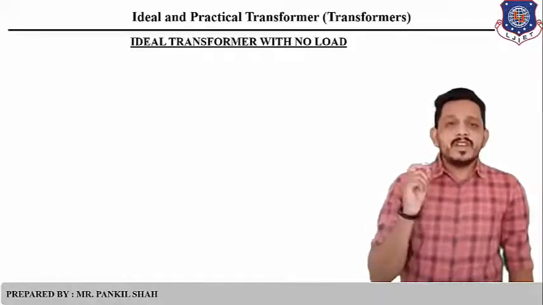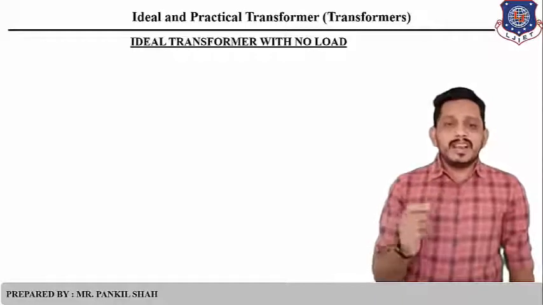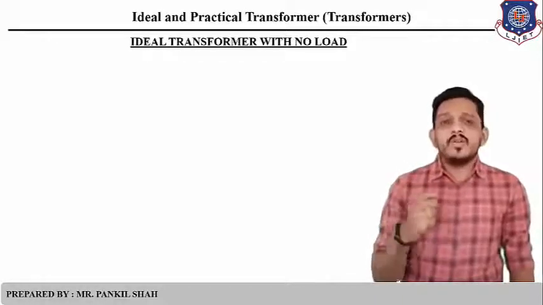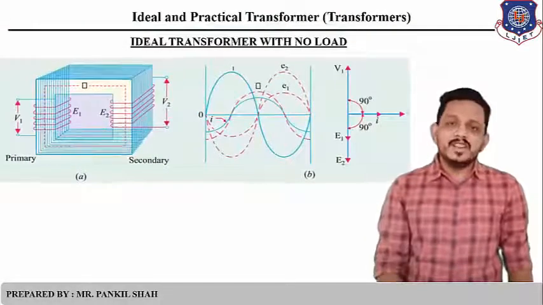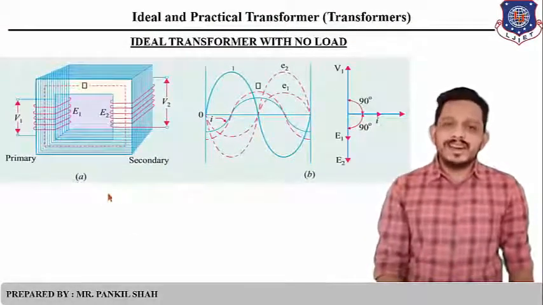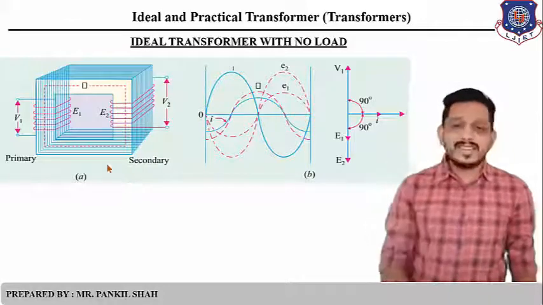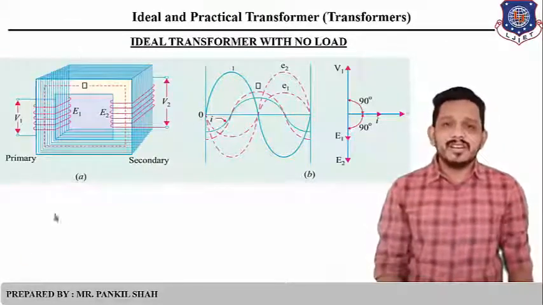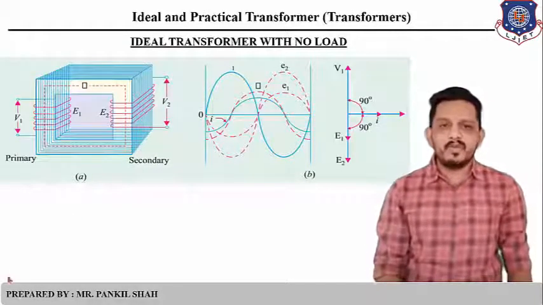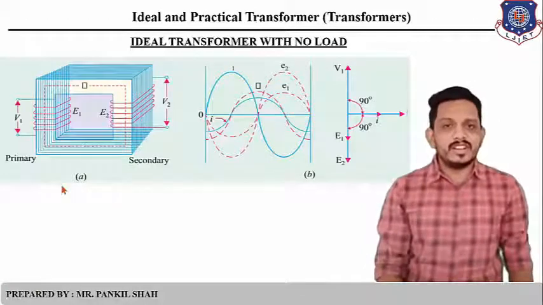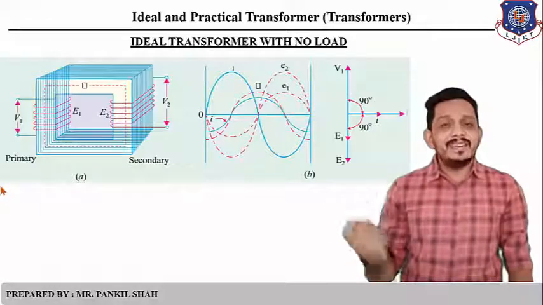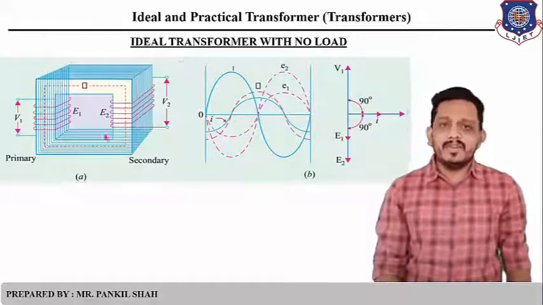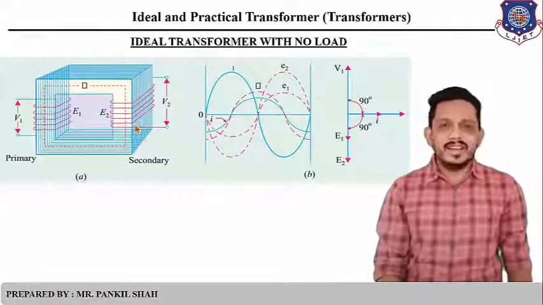Now let's see how an ideal transformer behaves when it is connected with no load. How much current can flow through that ideal transformer? To understand this, we are considering this diagram. Please check this diagram. Here we have taken a core type transformer, an ideal transformer. On one limb we have mounted one winding, the primary winding, and on the other we have mounted another winding, the secondary.